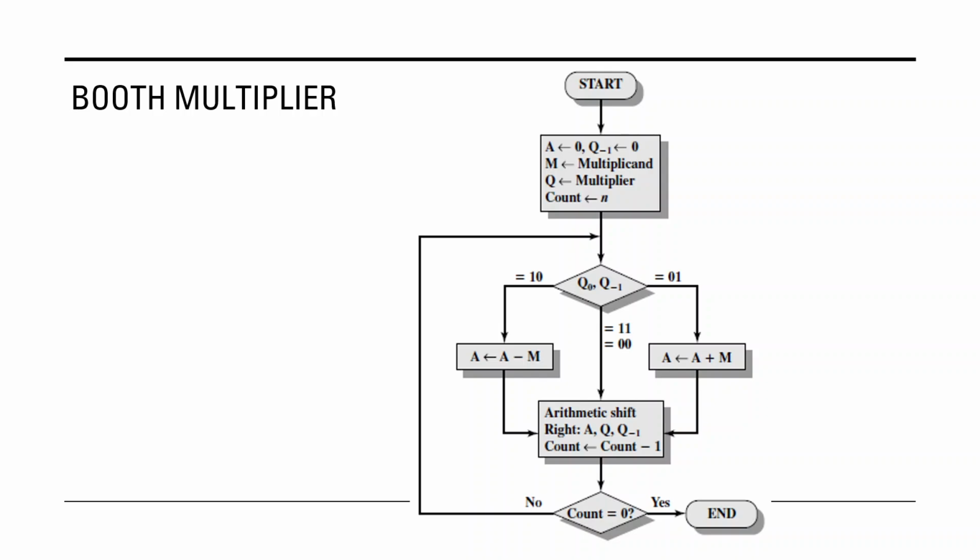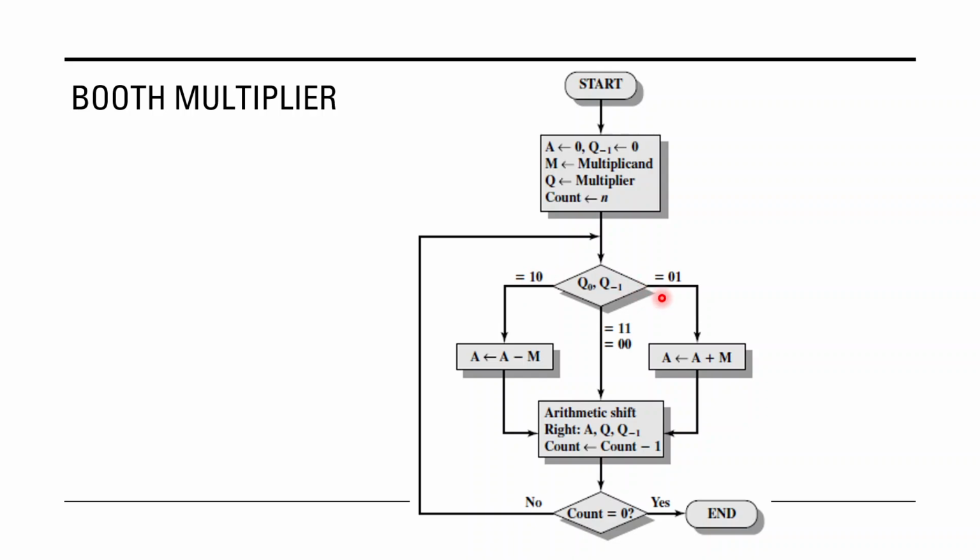So now if you see here, we have a multiplicand and multiplier. Multiplicand is M and multiplier is Q. And then we have two more variables, A and Q minus 1, that are initially 0, and then count, which is the number of bits. For n number of bits, we will perform n number of steps. That's the count. So it will check for Q naught and Q minus 1.